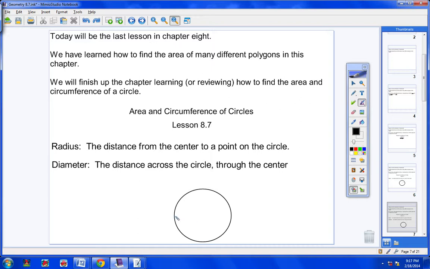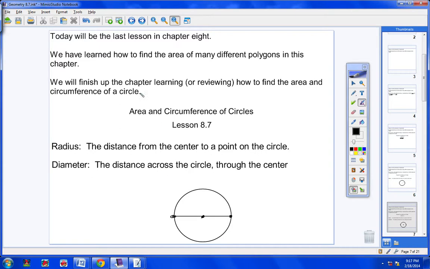So we have a segment here that goes all the way across the entire circle, and it must pass through the center. And this line right here goes from one edge to the other edge of the circle, and it crosses through the center. So we call that line right there the diameter of the circle.